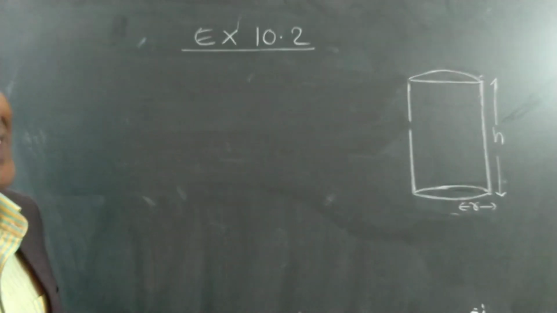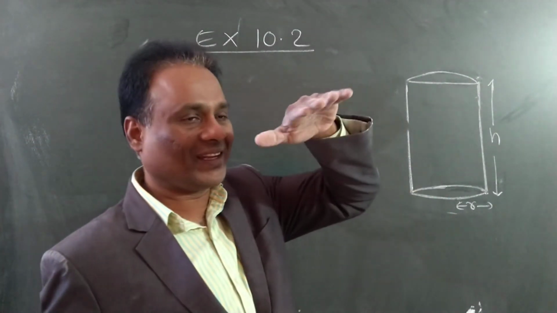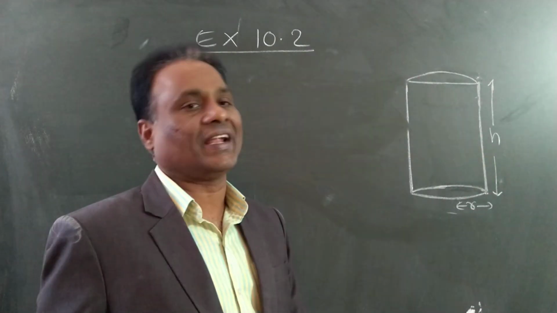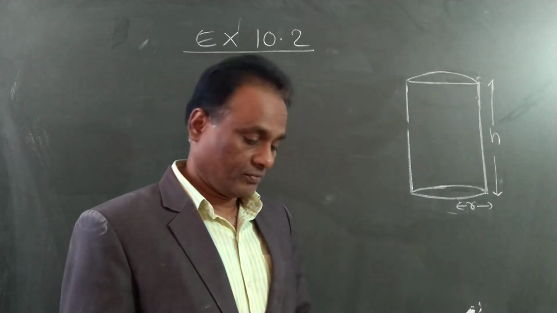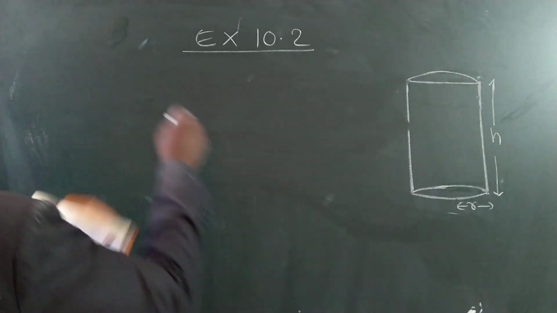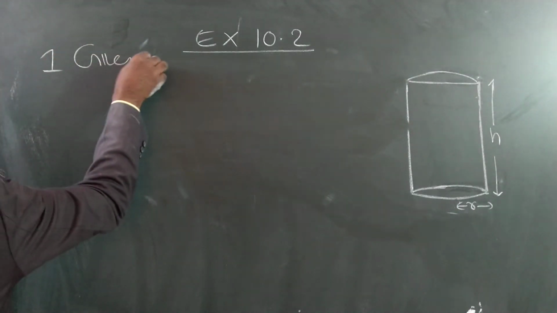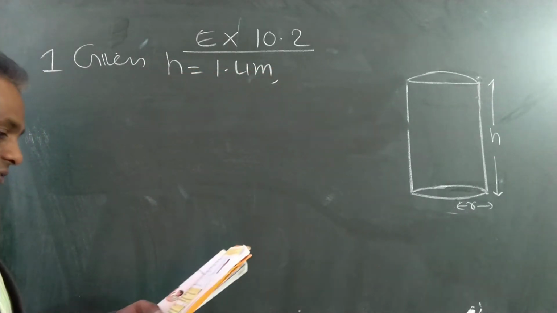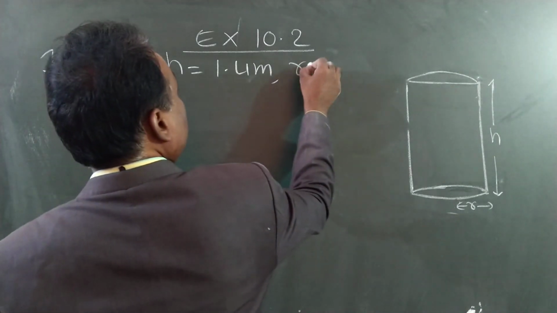A closed cylinder. Closed cylinder means there is a top, it is closed, bottom also closed. That means full cylinder, it will have top and bottom total. A closed cylindrical tank of height 1.4 meters. See here. Given, height is equal to 1.4 meters. Radius of the base is 56.